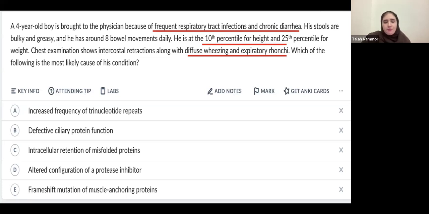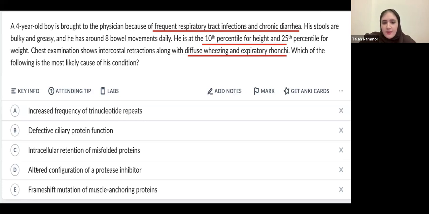Right. Okay, let's go through the options. Increased frequency of trinucleotide repeats. No, we don't know what this is. This is something genetic that has nothing to do with cystic fibrosis. I know cystic fibrosis is a genetic disease, but this specifically is something else that you guys are going to take later on, like Huntington, something neuro. So it's not A. Okay. Defective ciliary protein function. We said it's not Kartagener, so it's not B. Intracellular retention of misfolded proteins. Do you think this is the answer?